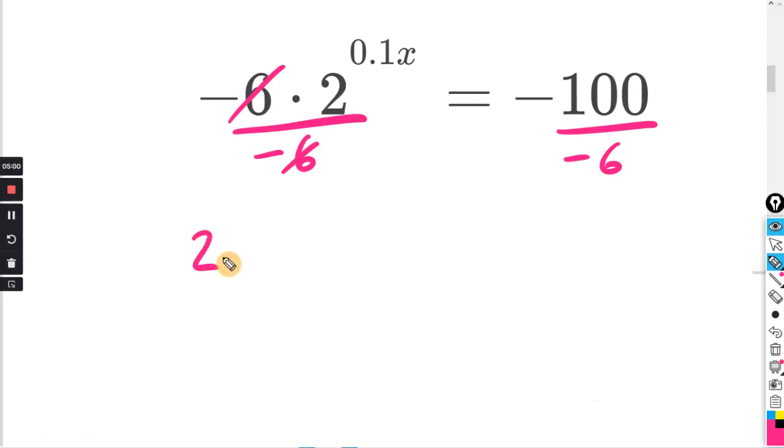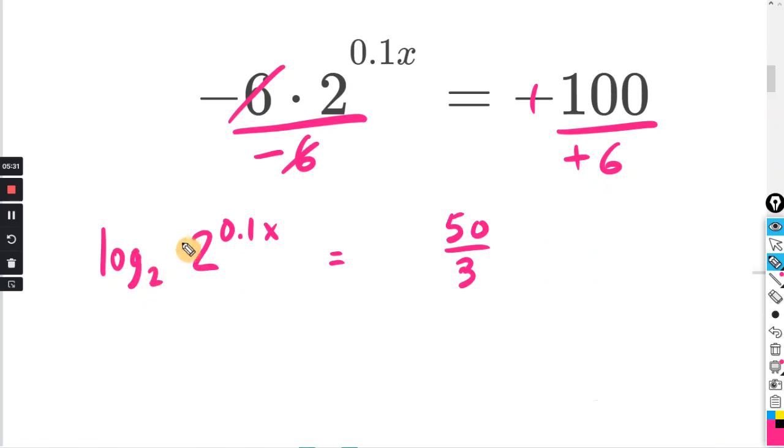And I have 2 to the power of 0.1x. Here, you can leave it as is, but I'd rather reduce it. 2 negatives divided by each other is positive. 100 over 6 is the same as 50 over 3. Not a big deal, though. Even if you didn't reduce it, the calculator will do the work. This expression has a base of 2, so I'm going to use log with the base of 2, and apply that to both sides of the equal sign.